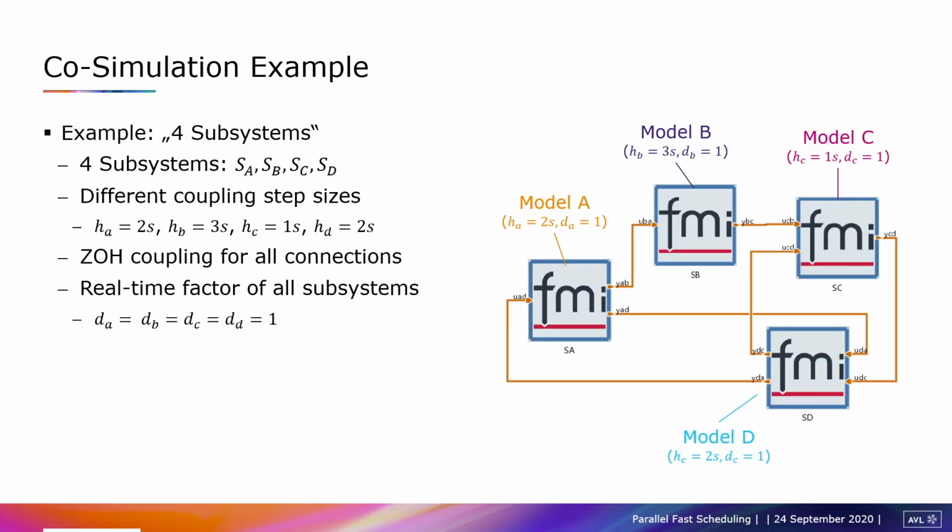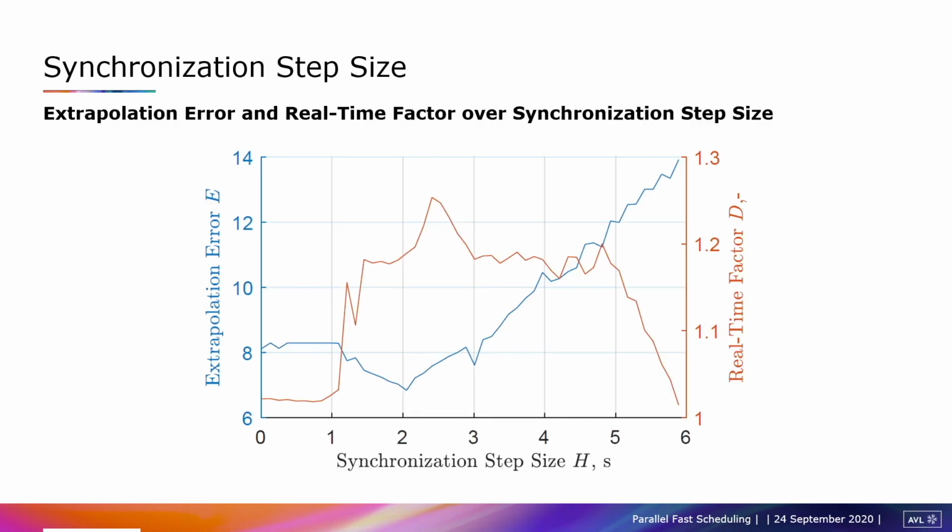If we now do a simulation study on an actual co-simulation example with 4 submodels with different step sizes and an assumed real-time factor of 1, where all coupling signals are extrapolated with zero-order hold and we vary only the synchronization step size, we can compare the extrapolation error and the real-time factor of the overall co-simulation. We will end up with a plot like this, where left is the extrapolation error of all coupling signals and right is the real-time factor of the co-simulation over the synchronization step size.